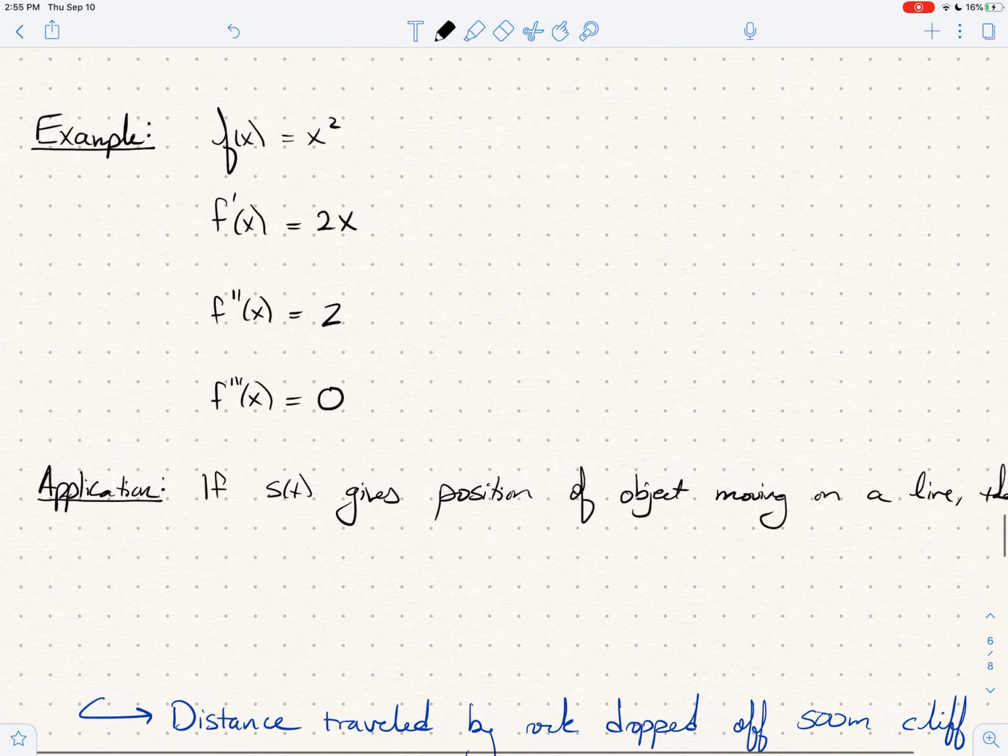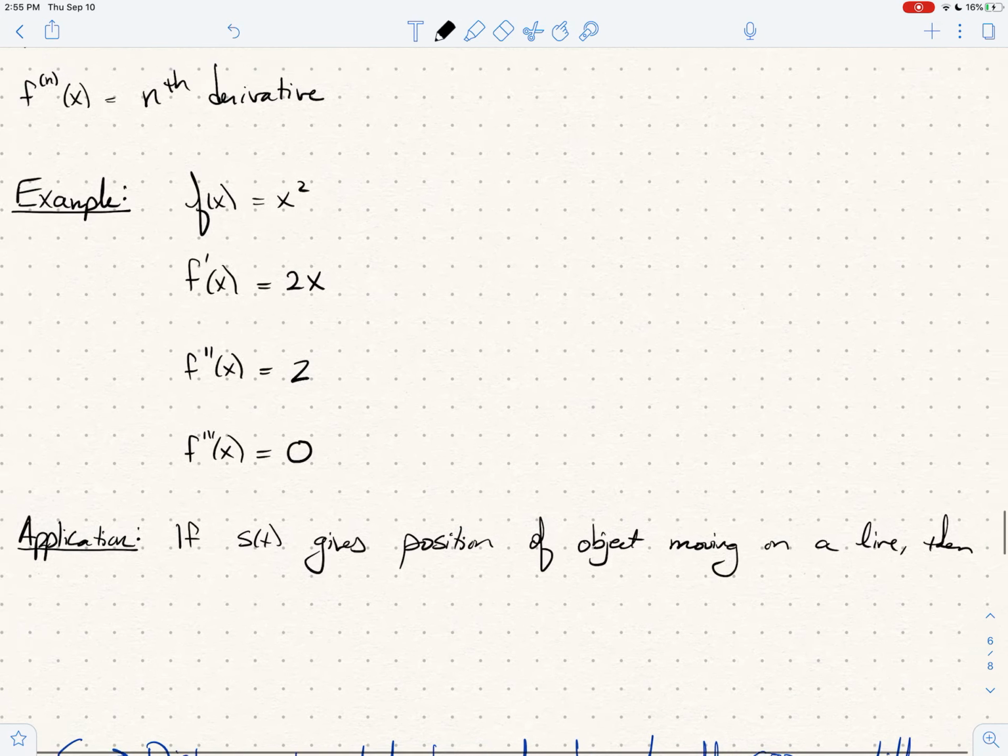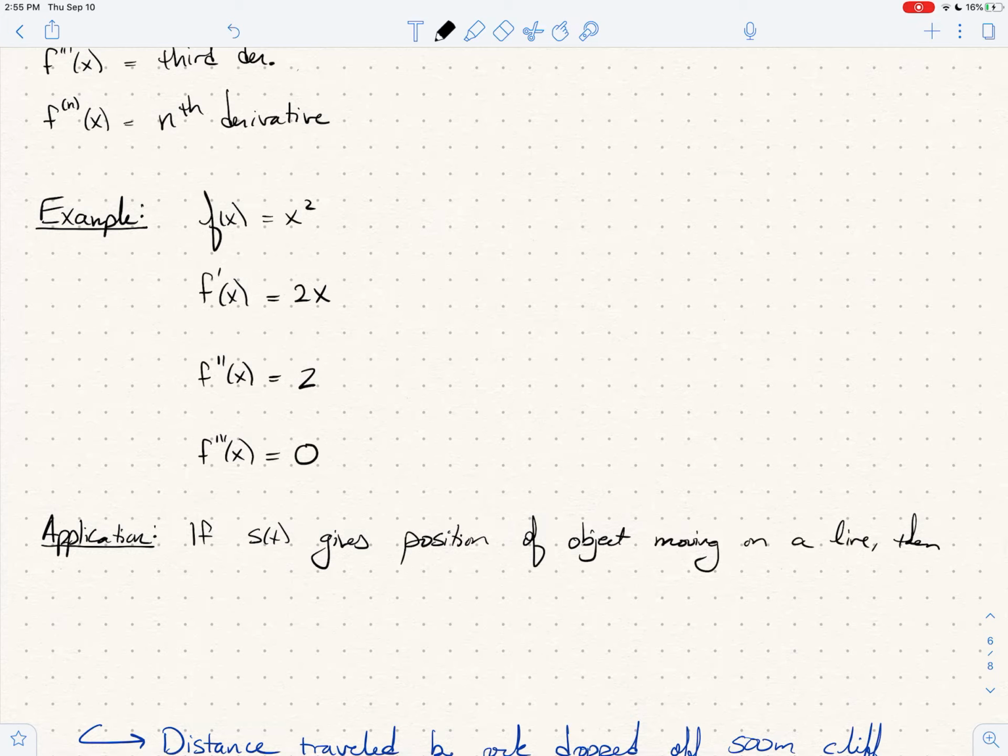Okay, just a quick application. We'll talk more about this a little bit later in the course. I think I'm zoomed in too far here. There we go. If s of t gives the position of an object moving on a line. So, for example, our rock being chucked off of the cliff is going straight down on a line. That would be an example of this, or a car driving down the road, or various things. The point is, then the first derivative, s prime of t, is equal to the velocity of the object at time t. And we'll usually actually write this as v of t. So v of t, velocity, is the first derivative.